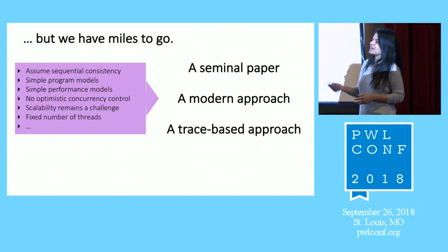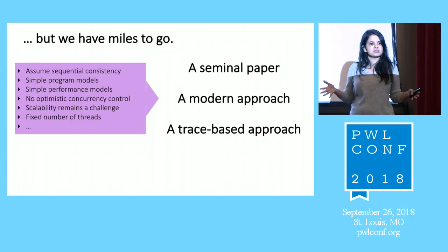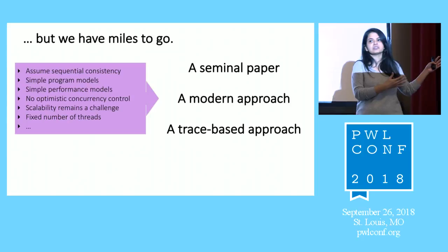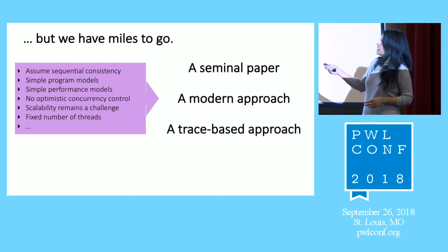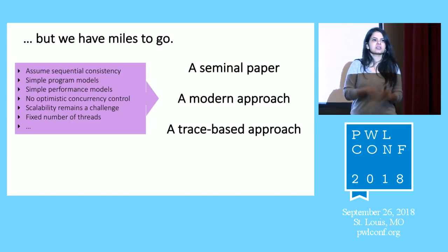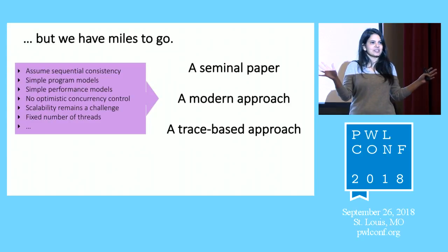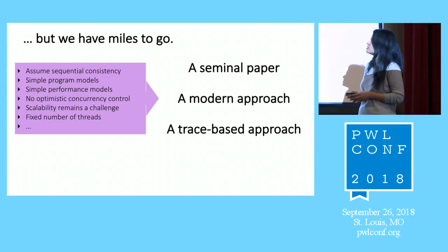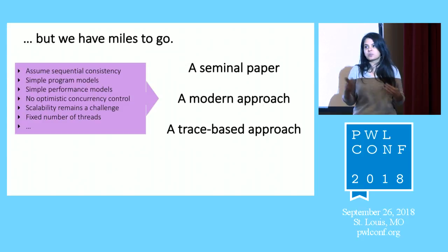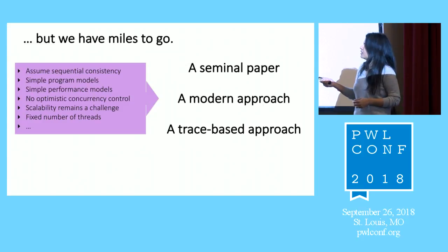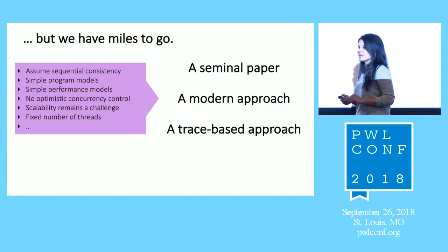So most of the work that I mentioned really focused on assuming sequential consistency. There is also a parallel body of work that assumes relaxed memory models, but there is work to be done in that space. The program models, the performance models are fairly simplistic. No recursion, no aliasing, no complex data structures. This has to be improved. There is no optimistic concurrency control. All of these were blocking primitives. No matter what I said about scalability, it still remains a challenge despite our best efforts.